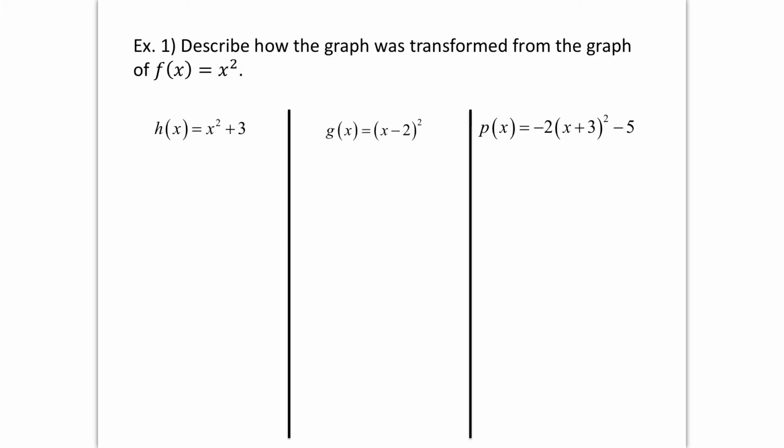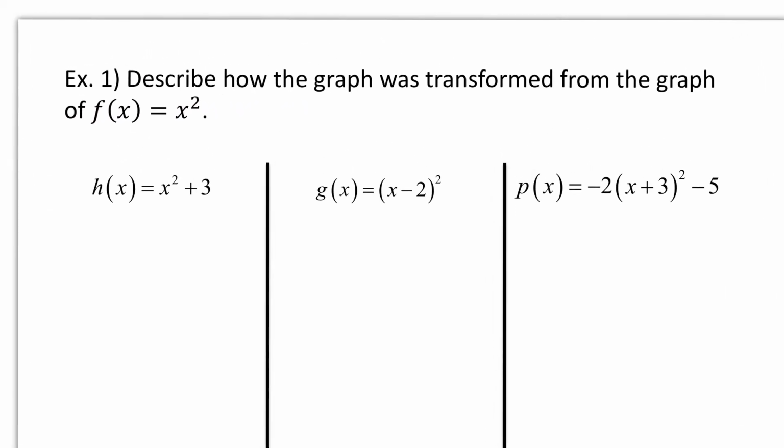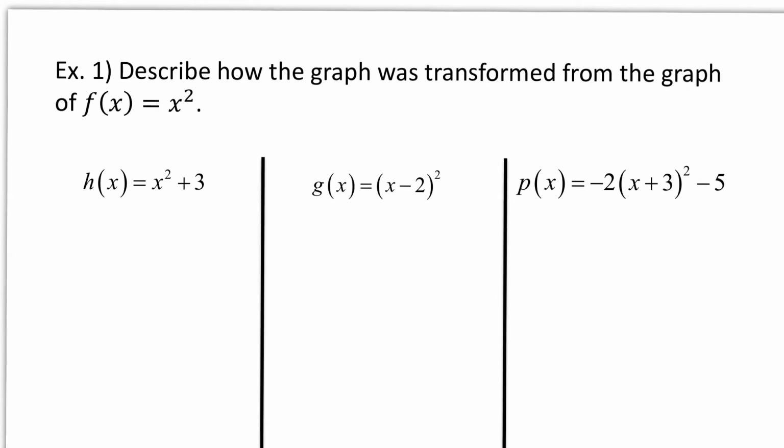All right, guys, so here we have described how the graph was transformed from the graph of f of x equals x squared. So notice that f of x equals x squared, that is your parent function. And if you guys compare the functions here, I do have different names of the functions. So notice the parent function is using f of x. For the new function, I'm using a different letter. That means we have a different name. It's just the name of the function, so you guys don't get confused.